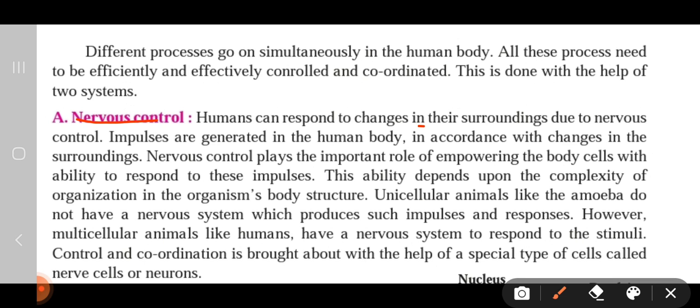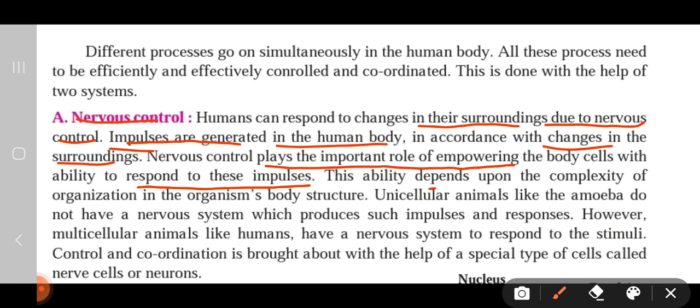Humans can respond to changes in their surroundings due to nervous control. Impulses are generated in the human body. What are impulses? Impulses mean information in accordance with changes in the surrounding. Nervous control plays the important role of empowering the body cells with the ability to respond to these impulses. So if there is any change in our surrounding, we respond to those changes.